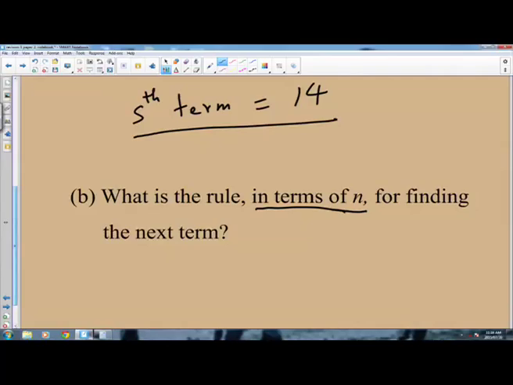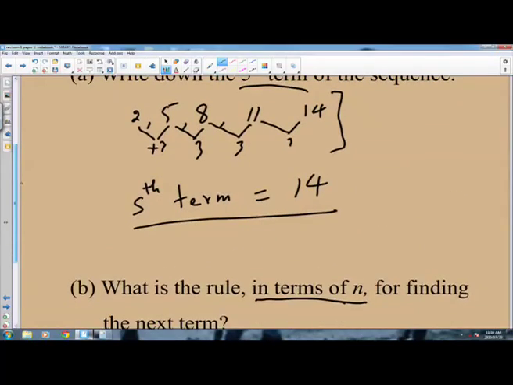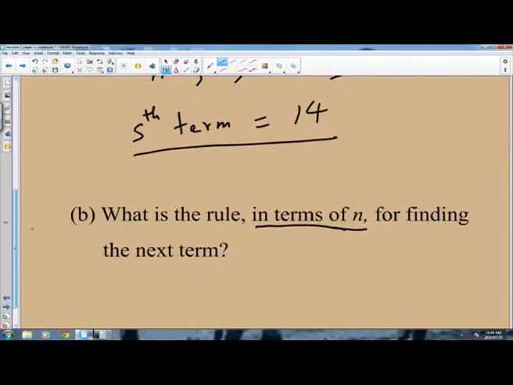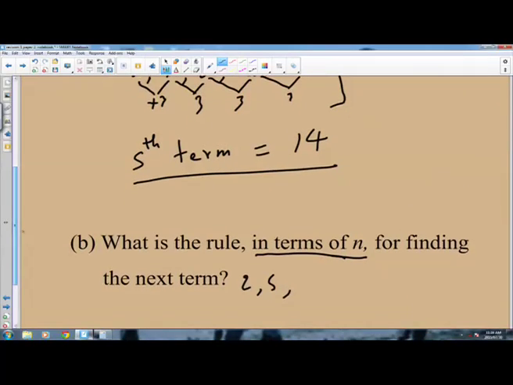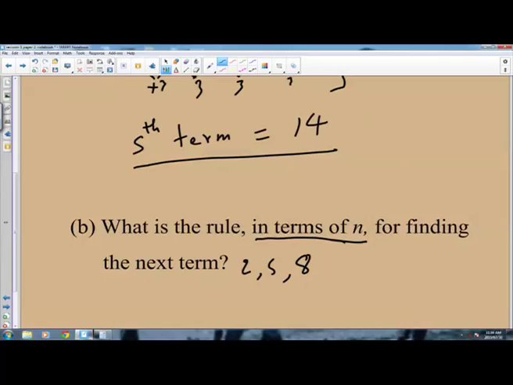So what is our sequence? Our sequence is 2, 5, 8, 11, 14. So let us have it here. It's 2, 5, 8, 11, and then we have 14. It says you are to find an expression for the nth term.